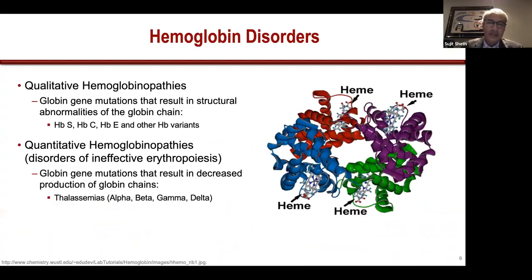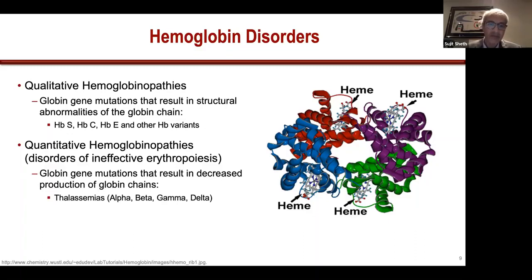So thalassemia is a quantitative hemoglobinopathy. It is essentially a disorder of ineffective erythropoiesis that results from gene mutations that lead to a decrease or absent production of specific beta globin chains. This is different than the qualitative hemoglobinopathies, which include mutations that result in structural abnormalities in the globin chain, such as hemoglobin S, which causes sickle cell disease, hemoglobin C, E, and other variants.